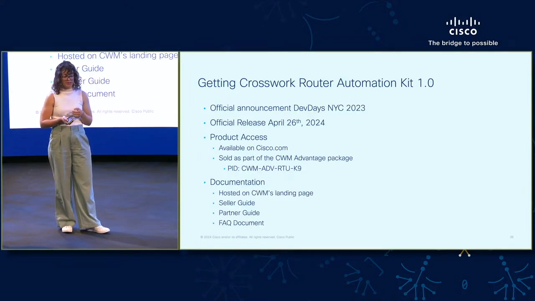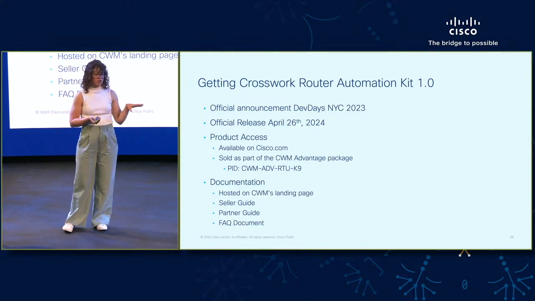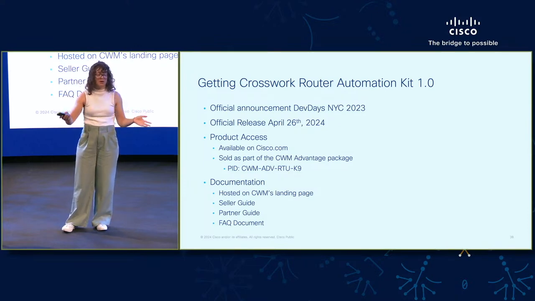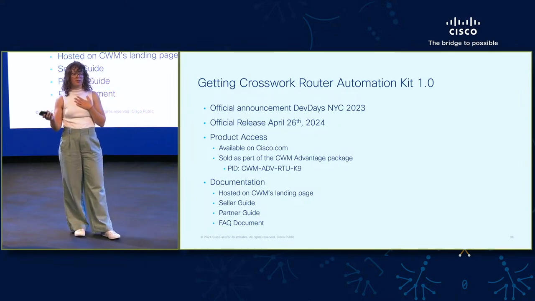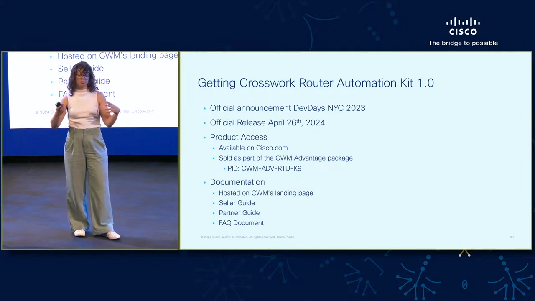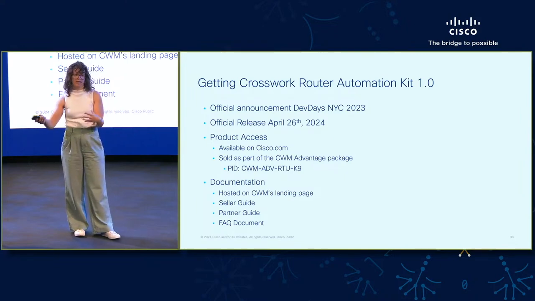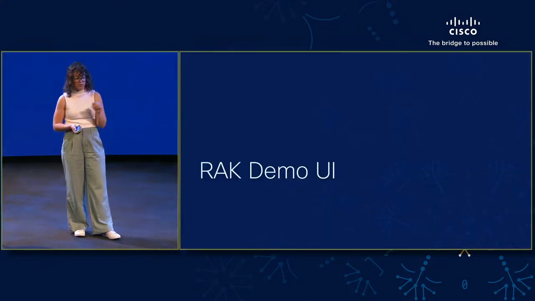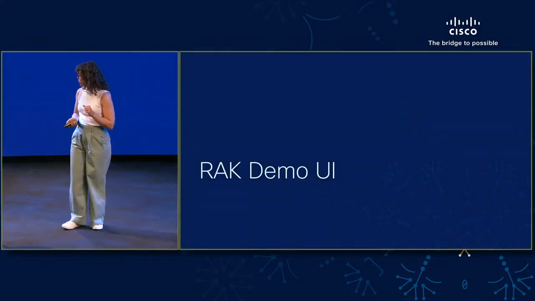It'll be great. And getting Crosswork Router Automation Kit. You saw Lou's slide up here just before. RACK is co-housed with CWM, both as a technology, but also in how you get it. The way that we're sold is actually as an extension of CWM. So when you buy CWM, we have an option called CWM Advantage, which includes those SDKs that Lou mentioned, as well as the Router Automation Kit. And when you go to download CWM, that's where you'll find RACK as well. So in the interest of time, I'm going to skip over that and hand over to Wei.